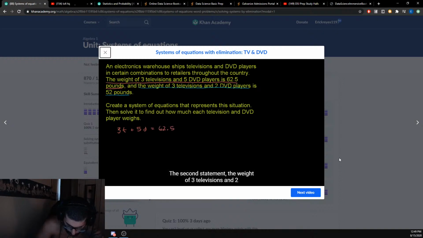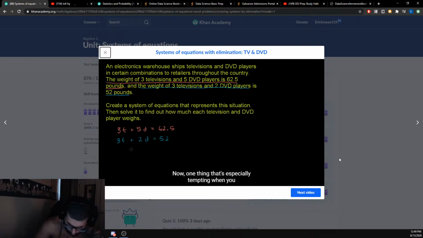The second statement, the weight of 3 televisions and 2 DVD players. So the weight of 3 televisions plus the weight of 2 DVD players, they're telling us that that is 52 pounds. And so now we've set up the system of equations. We've done the first part to create a system that represents the situation. Now we need to solve it.